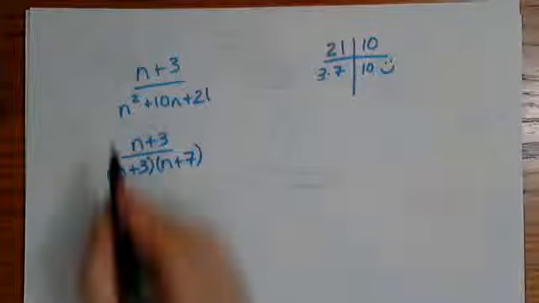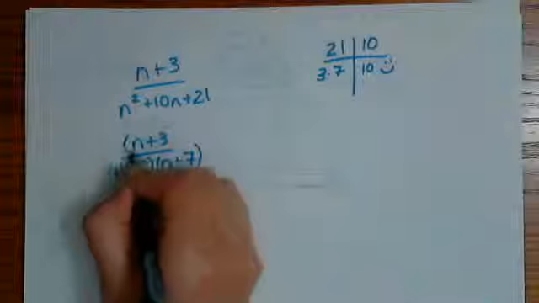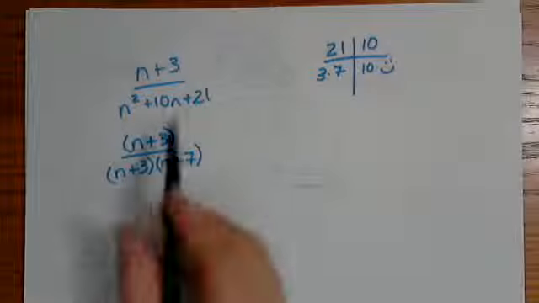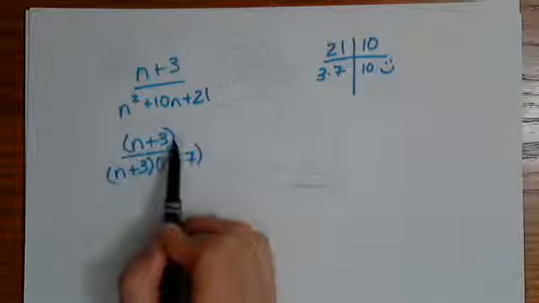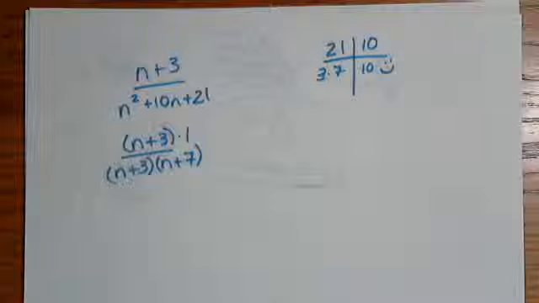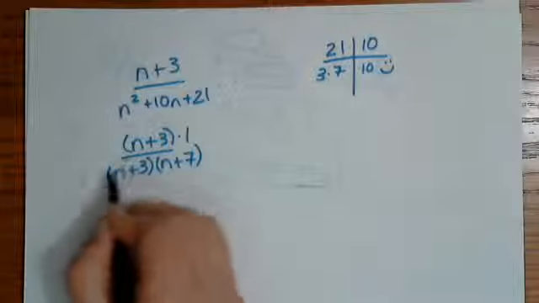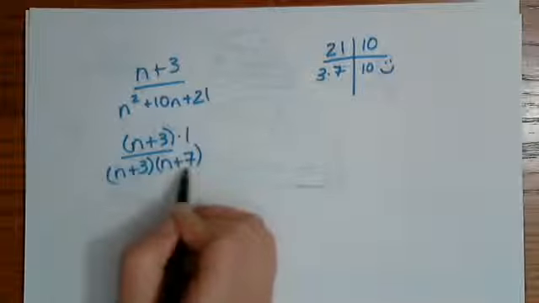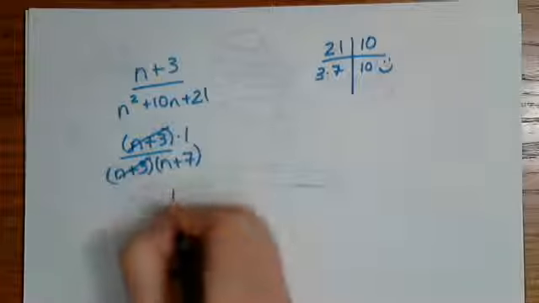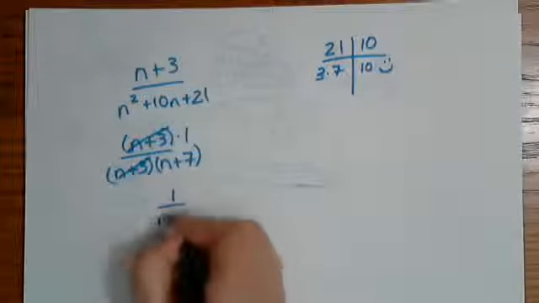okay? Now this n plus 3 is a whole group. I could put that in parentheses and I wouldn't change anything, right? And because that n plus 3 is a whole group and it's being multiplied by, well, you could say it's multiplied by 1, and there's an n plus 3 that's a group on the bottom that's being multiplied by something else, I can cancel that n plus 3 out, and I'm going to get a final answer of 1 over n plus 7.